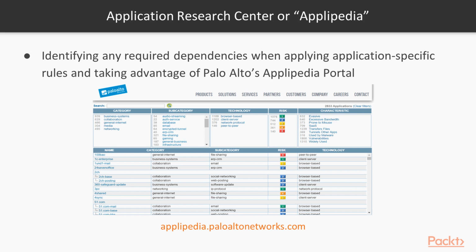We're here to take a look at Application Research Center or Applipedia, and then identify what dependencies we might need to add to a specific group so we can allow the traffic and the application object and group will be properly configured, and it will be effective once you apply the policy. So we're just going to get started, and we'll review Application Research Center and we'll go from there.